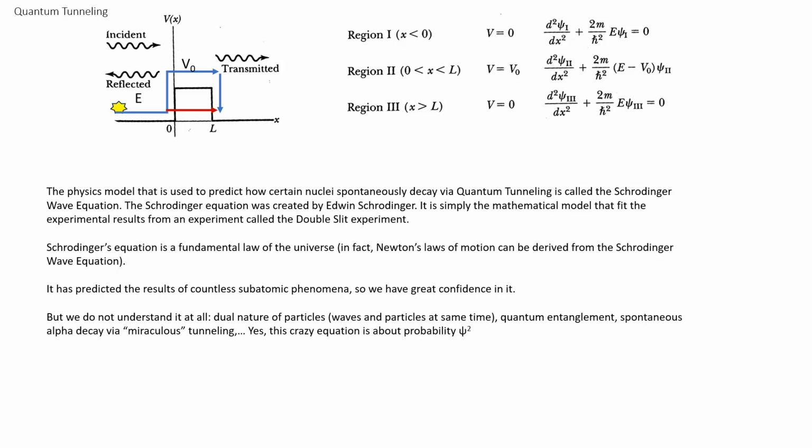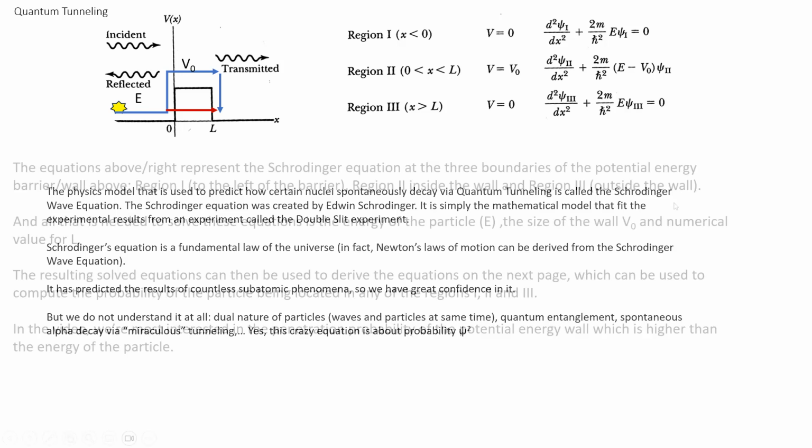It implies the dual nature of particles, waves and particles at the same time, quantum entanglement, which is interaction between particles that are light years apart, and spontaneous alpha decay via miraculous quantum tunneling. And yes, this crazy equation is about the probability of finding a particle at a particular location, say, the probability of some velocity, or the probability of some energy, among other things.